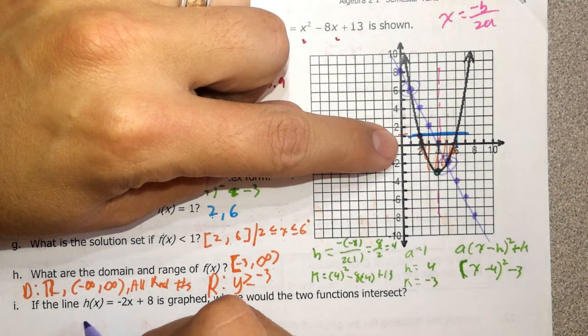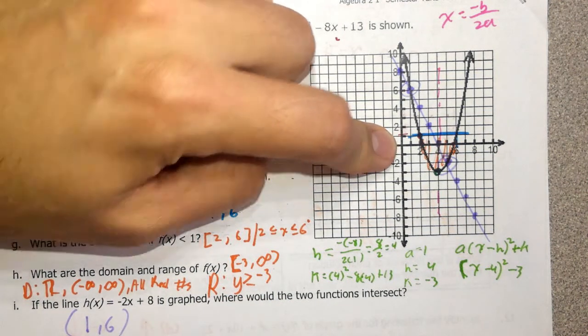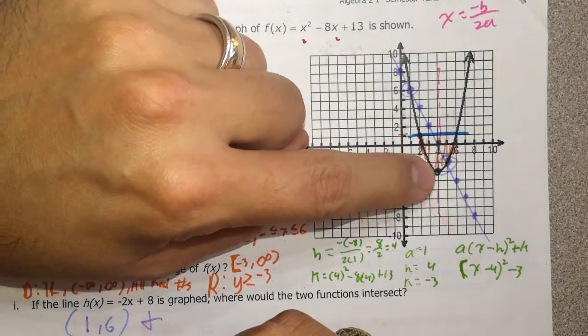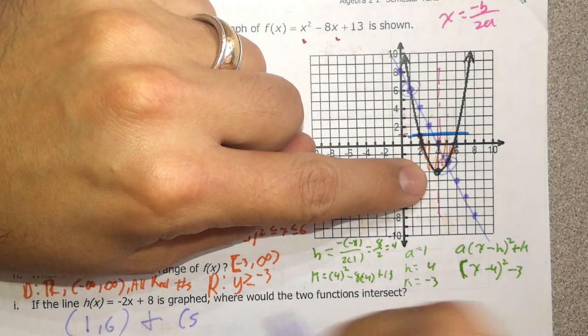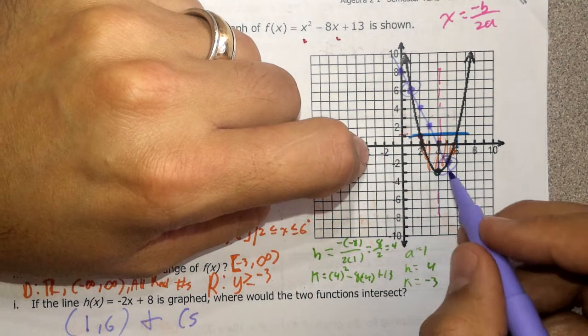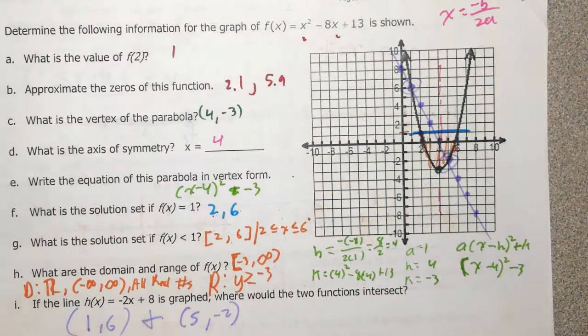That is 1, 6, intersects there, and it intersects at 5, negative 2. Solve by factoring. I'm going to pull out another sheet of paper again for this.